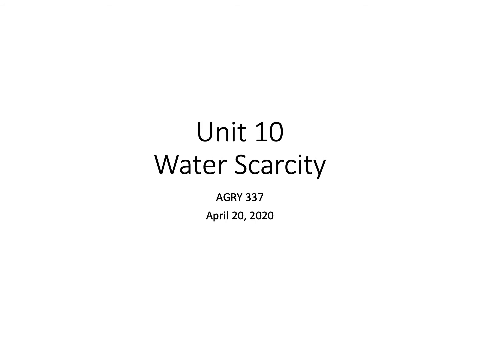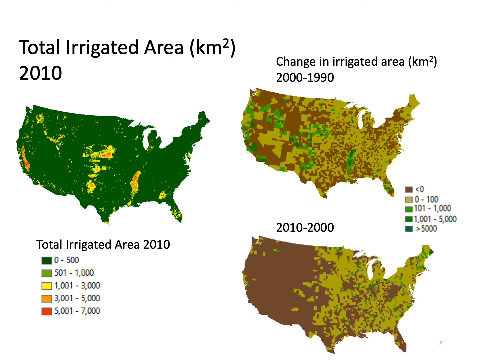Today our topic is water scarcity. Now let's look at the irrigated area of the US. This slide shows how the irrigated area has changed over time in the US.